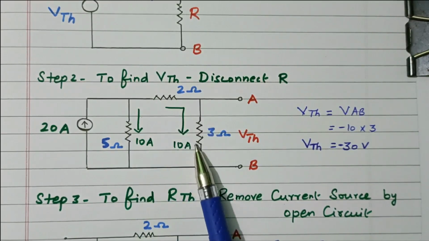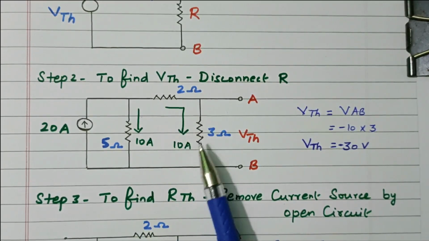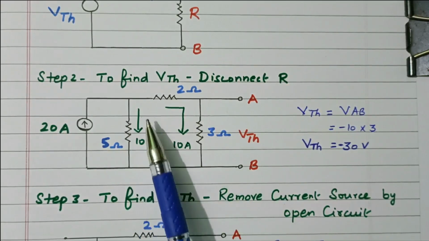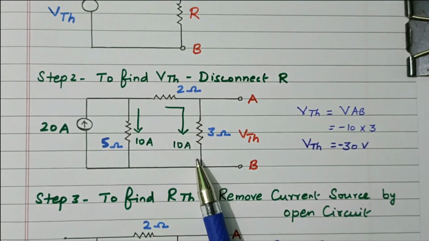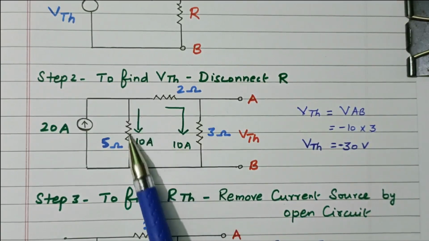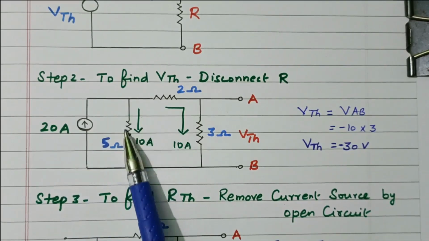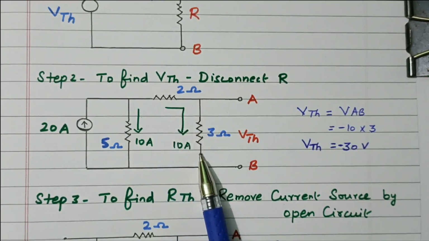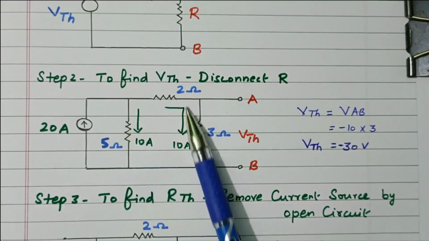These two are connected in series, so 2 plus 3 is also 5 ohm. The current will not go to the open circuit. The current will go to this 5 ohm resistor and the remaining will go through this 2 ohm and 3 ohm, which total 5 ohm. Both are equal: this is 5 ohm and this is also 5 ohm. So the current will be equally divided, 10 ampere and 10 ampere. Of the total 20 ampere, 10 ampere flows through this 5 ohm resistor and the remaining 10 ampere flows through this 2 plus 3, 5 ohm branch. So an equal amount of current flows in both branches.